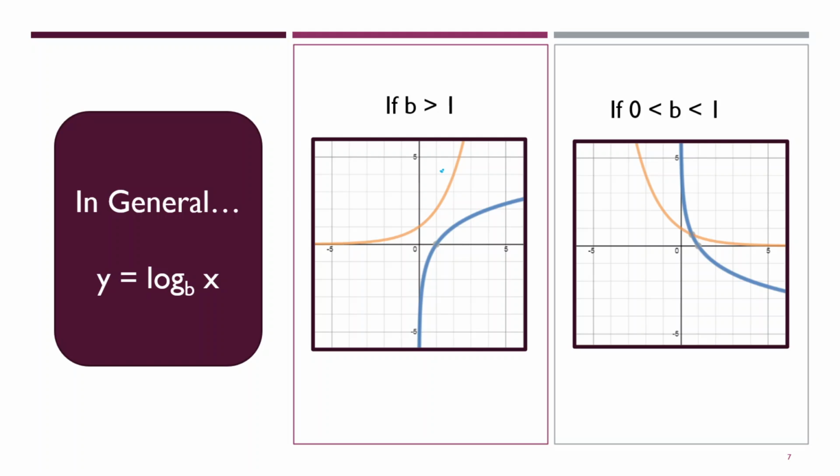So this would be b to the x, and this is log base b if the base is greater than 1, and then we have b to the x and log base b of x if the base is less than 1. So they are growth if greater than 1 and decay if less than 1.